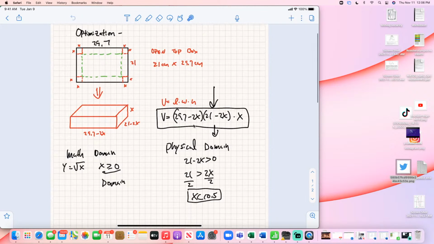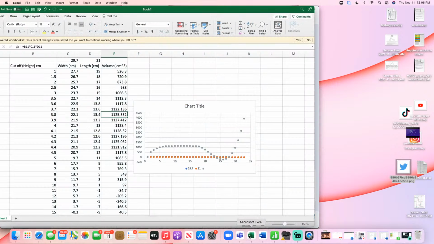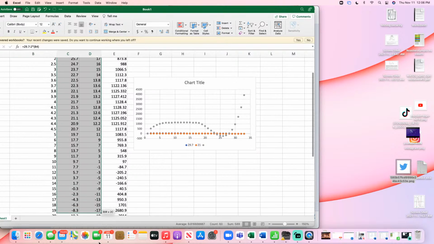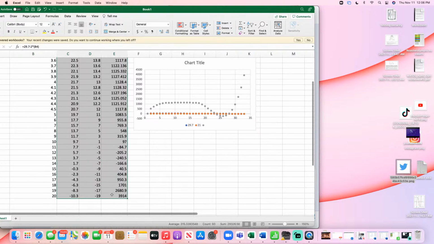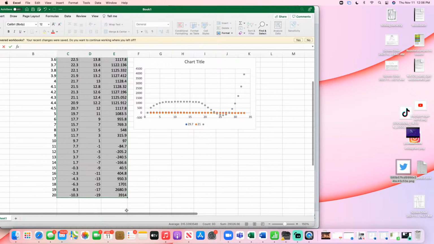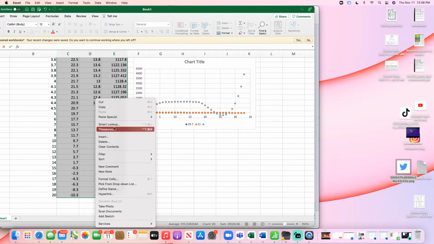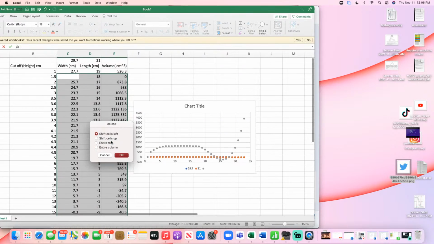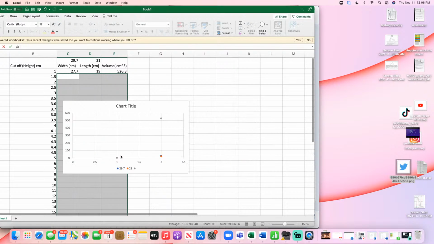Now what I did is I went to the Excel file, and this is my Excel file, and I plugged in something. Those of you who know how to use Excel. So I'm going to use Excel. I'm going to delete this. Sorry. I'm going to delete. Shift up. Okay.